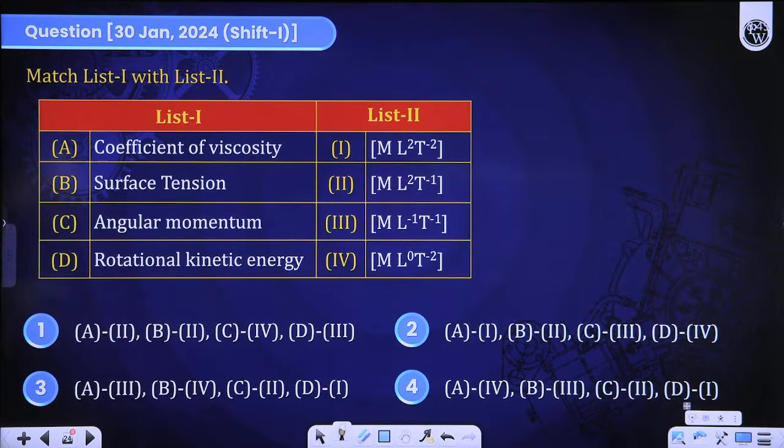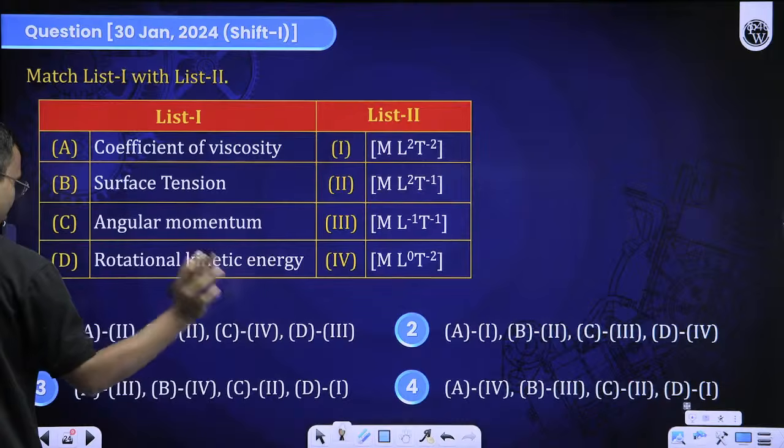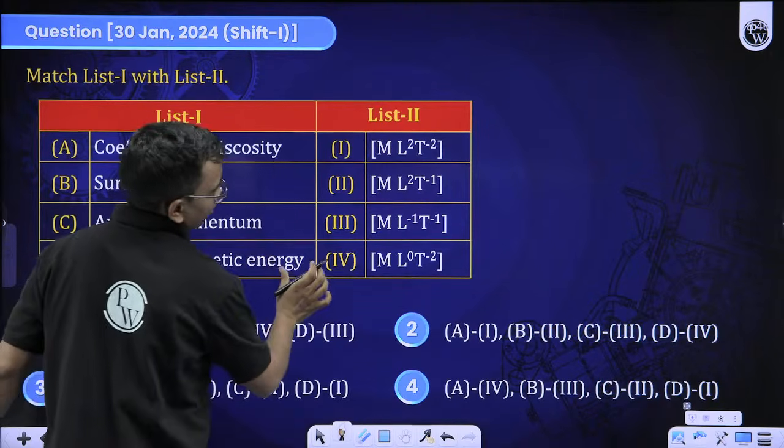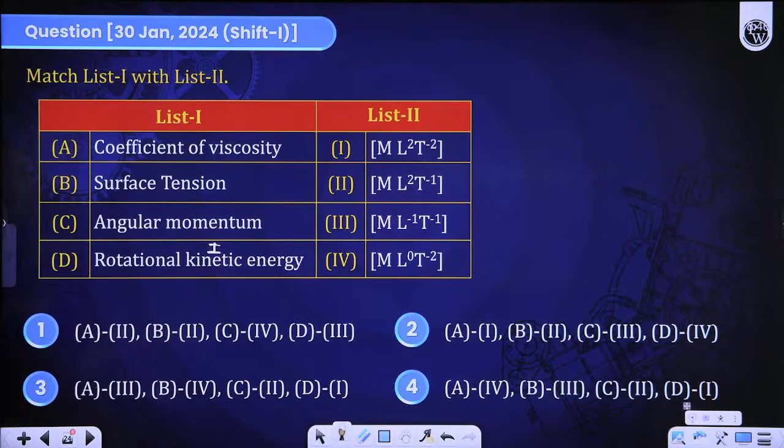Now some more physical quantities are there: coefficient of viscosity, surface tension, angular momentum, rotational kinetic energy. First thing, rotational kinetic energy will have the same dimensions as that of energy that we did. That was M L2 T minus 2. First option will come here, because it's the energy.